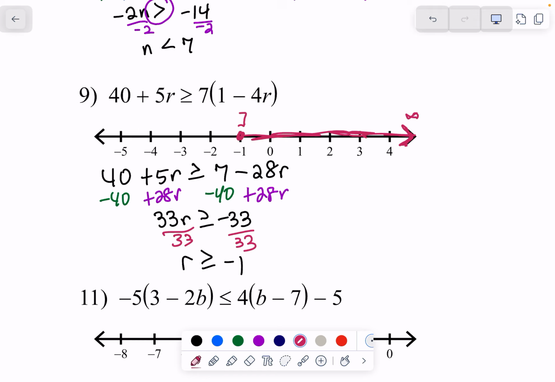So now we're ready to set up our interval. Our variable was r. It's going to go from the lowest, which is negative 1, included with a bracket, to our highest, which is infinity going to the right. It always goes in least to greatest order for an interval. Good for number 9.